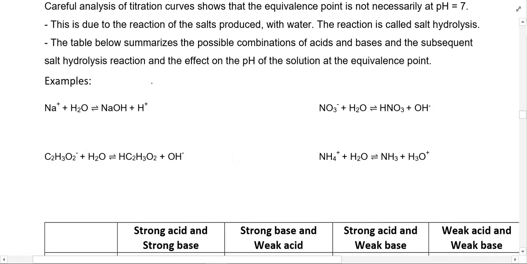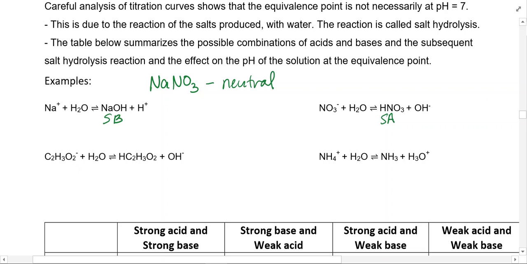So in this first one, let's look at NaNO3. That would be produced from sodium hydroxide and nitric acid. So taking a look, the sodium with water would produce NaOH. So this would be a strong base. Strong bases fully dissociate, so you know that this isn't going to be an issue for you because it's fully dissociating. NO3 does the same thing. This is a strong acid, so if you have a strong base and a strong acid, the resulting salt will be neutral.